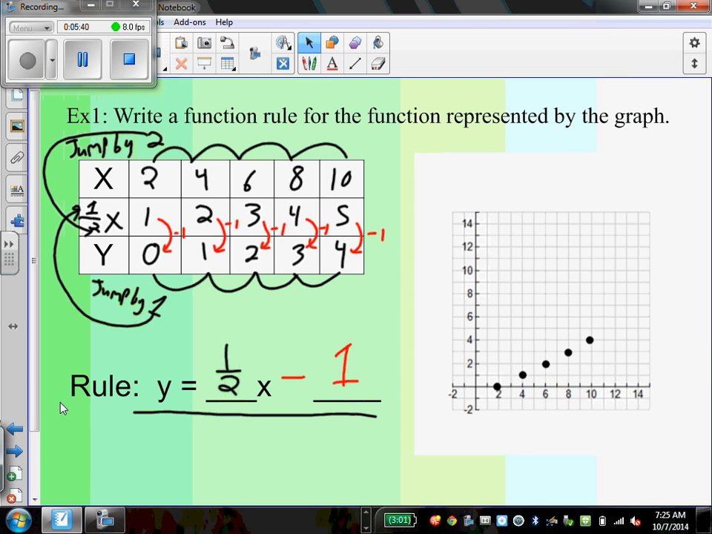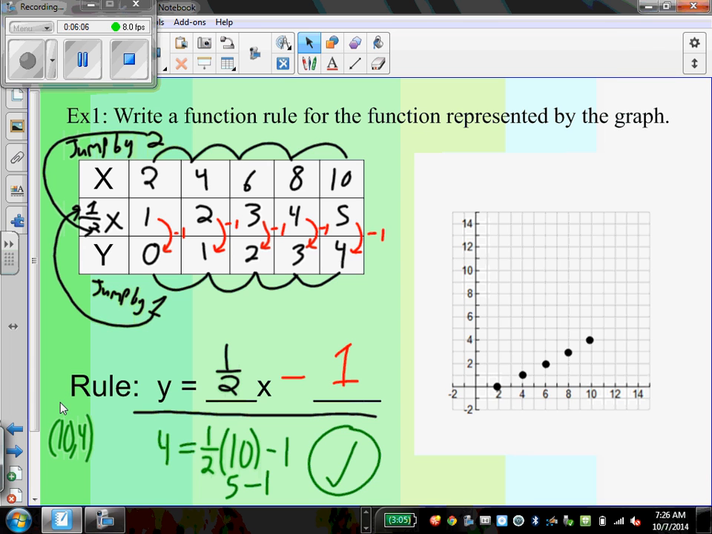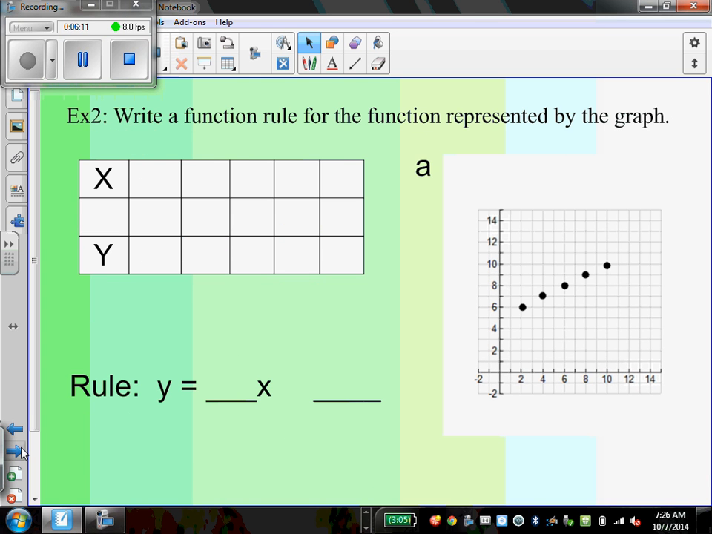Let's check it with a value towards the end of the table. We'll use the point 10, 4, and test it out. So my y value in that point is 4, and we're hoping that if I have 1/2 of 10 minus 1, that's going to give me 4. Well, 1/2 of 10 is 5, and 5 minus 1 is 4. So this worked out. We got the right rule. Nice work. All right, so next example.